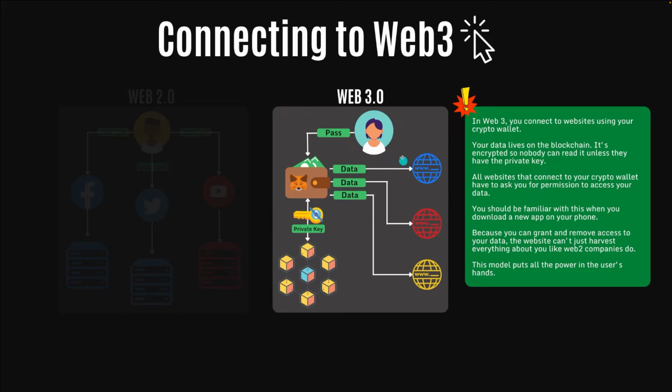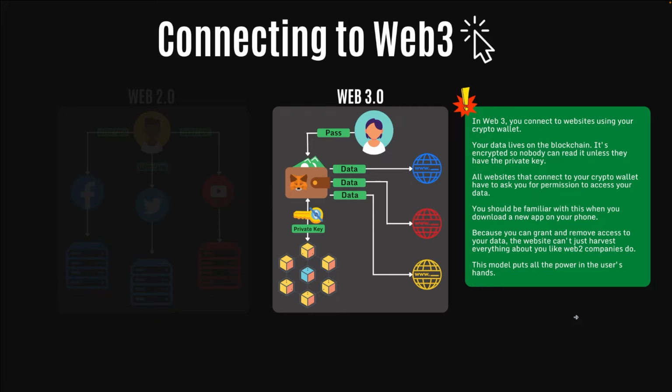The benefit of this model is that the user gets to be in charge of how their data is used. And if you use a website and you don't want them to have access to that data anymore, you can restrict that information. You can just disconnect from that website and they can no longer access your data.